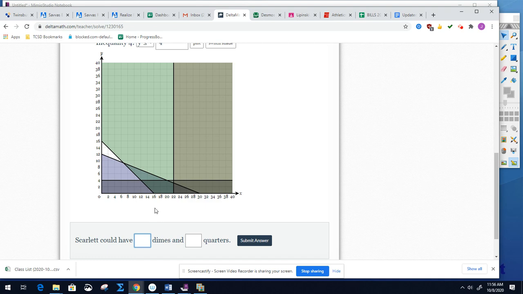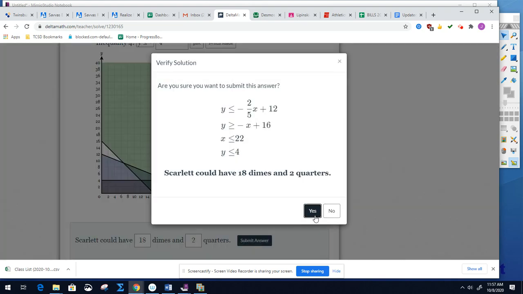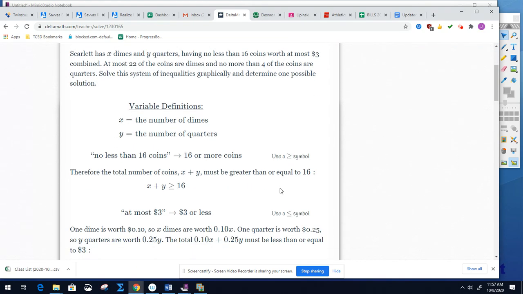So Scarlet could have how many dimes? Let's just say 18. And how many quarters? 2. That would be this ordered pair right here. Okay, we submit our answer, and it says it's wrong. Now, why is this wrong?